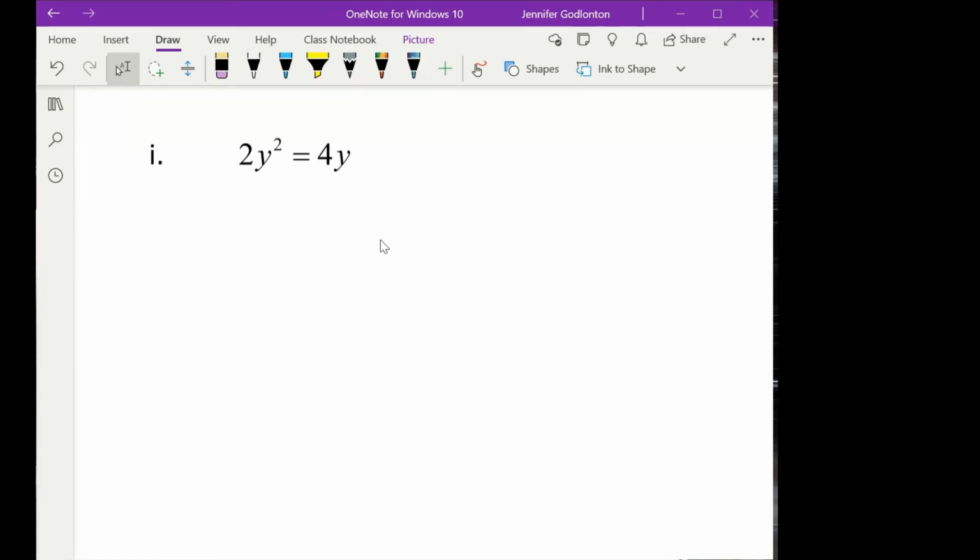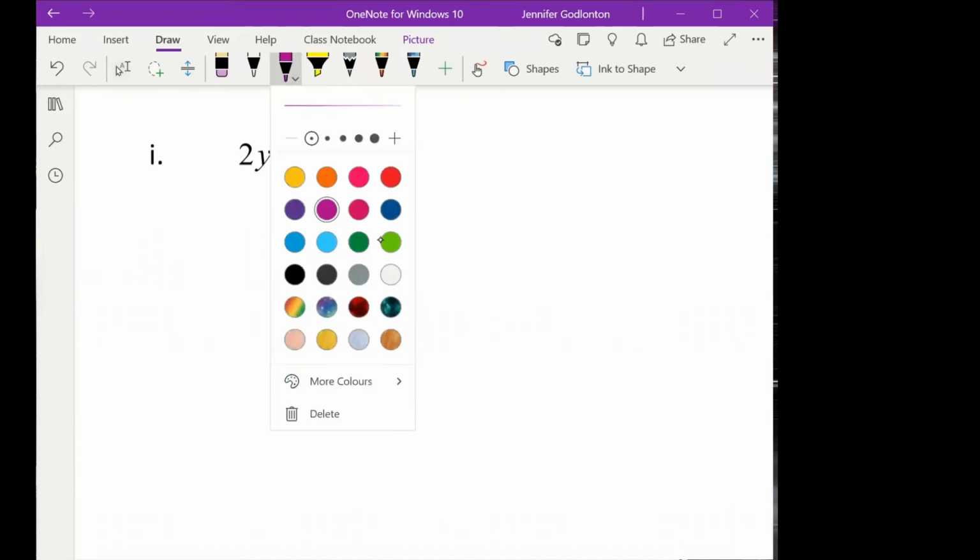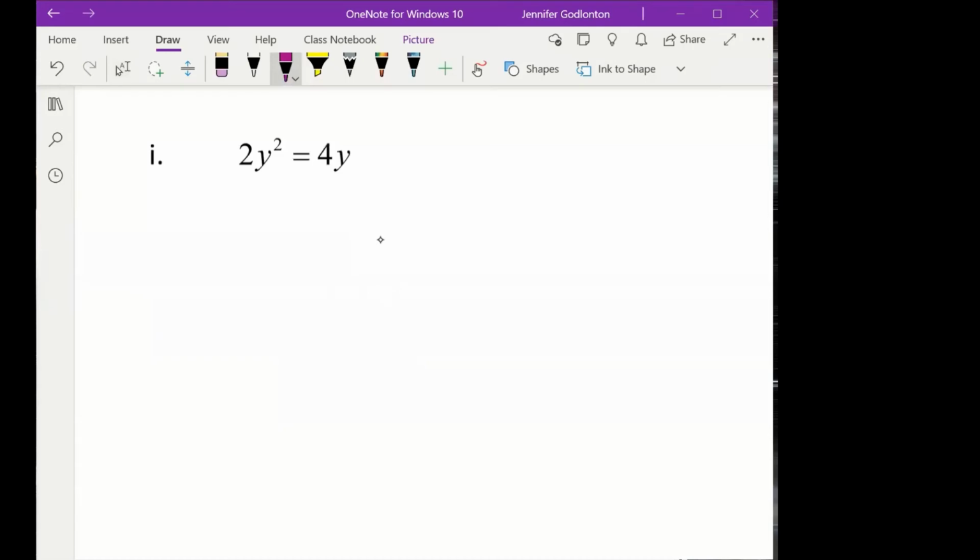Oksa, I see your hand is up. Are you going to give me the answer? Yes, ma'am. Okay, tell me what to do. Okay, ma'am. So you first take the 4y and you take it to the other side and it becomes minus 4y equals to 0. Good.